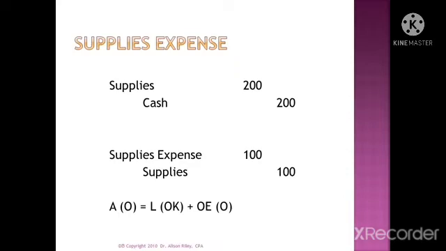Supplies or supplies inventory is the asset account which measures the quantity of supplies on hand. Supplies expense is the expense account which measures the quantity of supplies consumed during the accounting period.